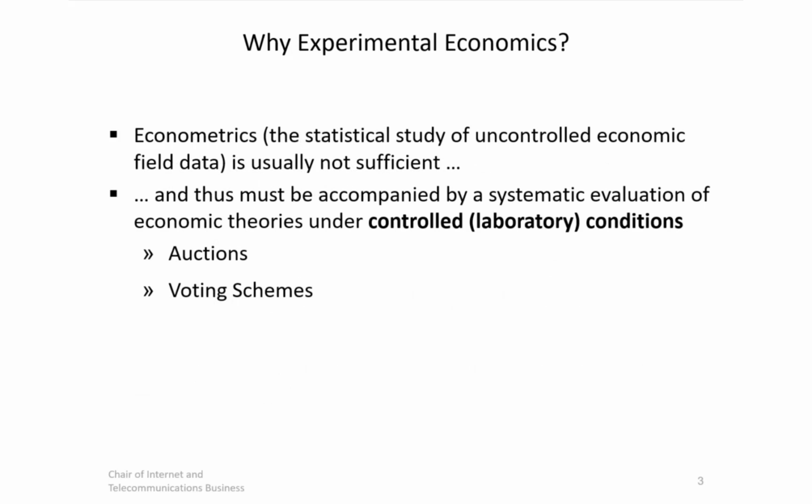Econometrics is one of the tools that is being used in experimental economics. The study of uncontrolled economic field data is usually not sufficient, because so many events don't occur, and there are lots of endogeneity problems and other problems, and it's very hard to get causality. Okay, and thus it must be accompanied by a systematic evaluation of economic theories under controlled conditions. A good example of this could be auctions or voting schemes.